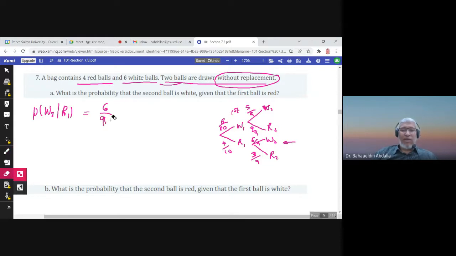And you can think of it like this. We have 10 balls and we selected red in the first draw. So now the number of balls is 9. We have 9 balls. Since we selected red, 3 are red and 6 are white. So the probability of selecting white now is 6 over 9, and that's the probability.